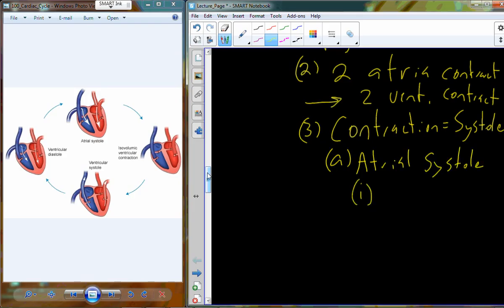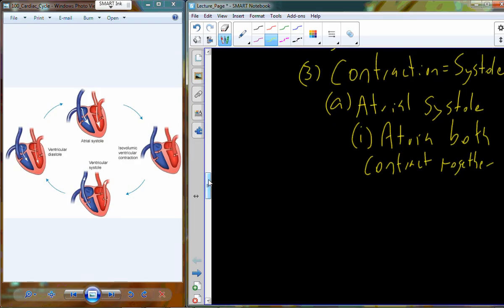Now, atrial systole. The atria both contract simultaneously. So both the atria are going to contract together. Atrial systole, the pressure that's induced in atrial contraction, pushes blood into the ventricle.